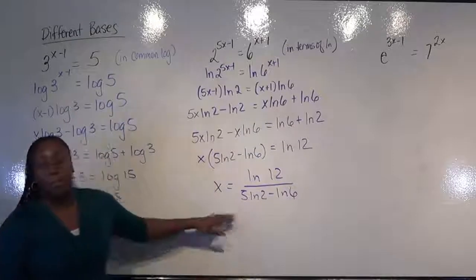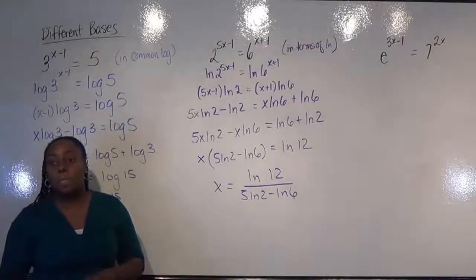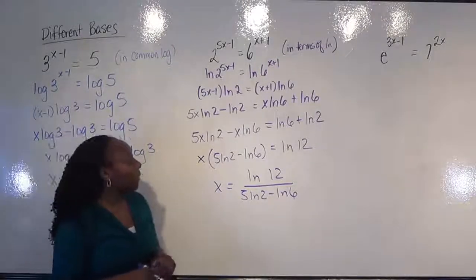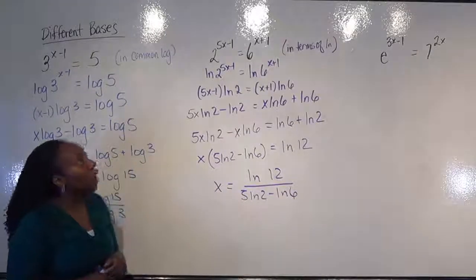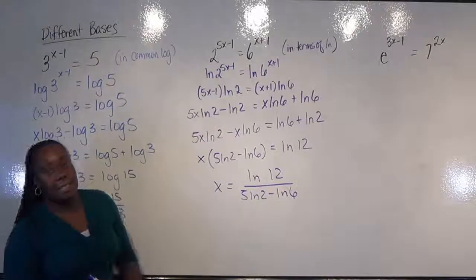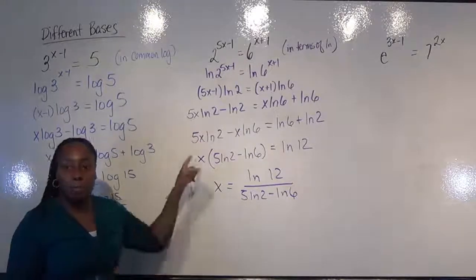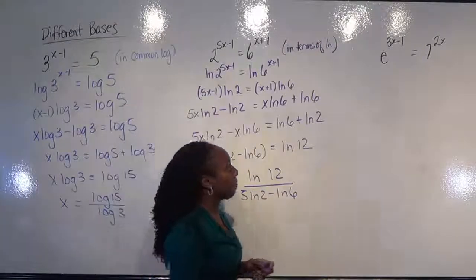And again, that's full credit. I don't need to take that further unless it specifically states to put it in a decimal form. Okay? Again, if this one had asked for a common log, the process is exactly the same. The only difference is I'm going to have a log in there instead of an ln. Okay?